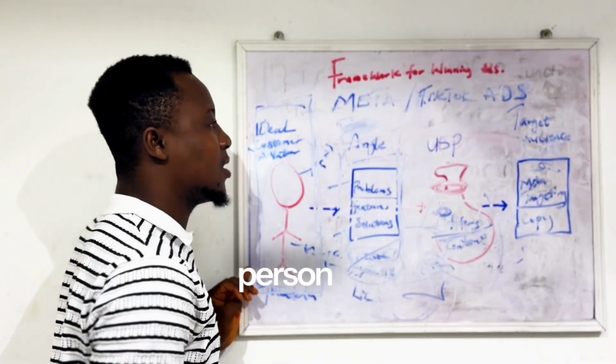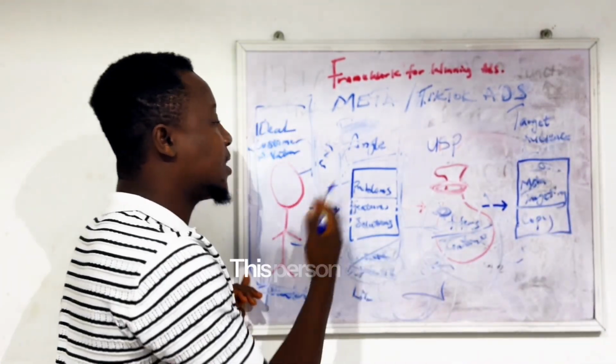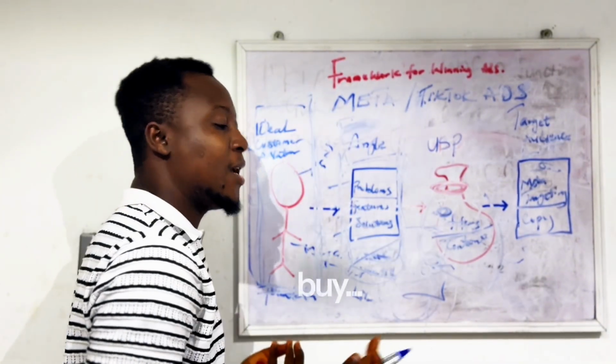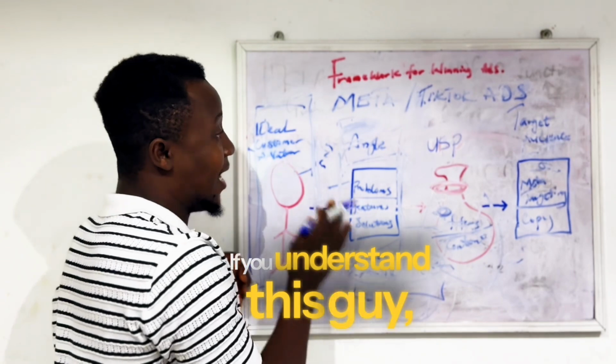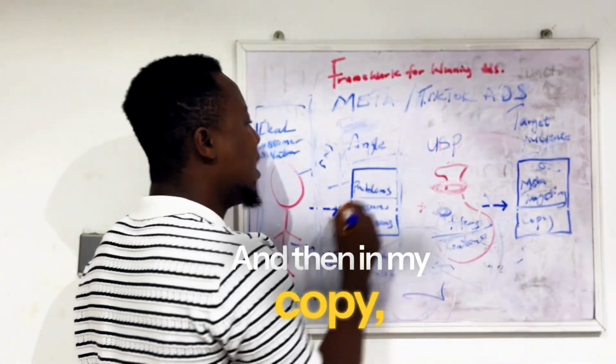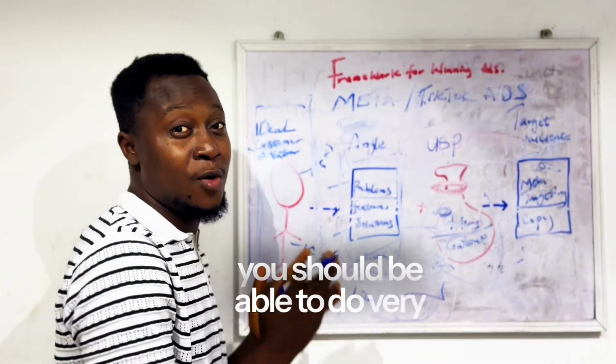I'll say, how does this person think? This person probably flies first class. I'll say, okay, first class flights. This person probably uses Gucci. I'll put Gucci. If you understand this, it becomes easy to do this. Then in my copy, I'll use some of the features here to highlight it. I believe with this framework, you should be able to do very well with your meta ads.